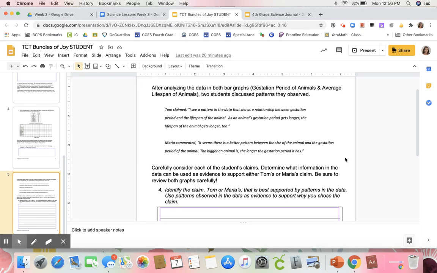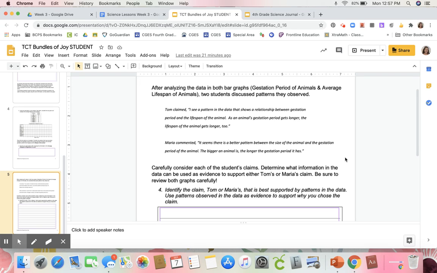So here's Tom's claim. Tom claimed, I see a pattern in the data that shows a relationship between gestation period and the lifespan of the animal. As an animal's gestation period gets longer, the lifespan of the animal gets longer too. Maria commented, it seems there is a better pattern between the size of the animal and the gestation period of the animal. The bigger an animal is, the longer the gestation period it has.